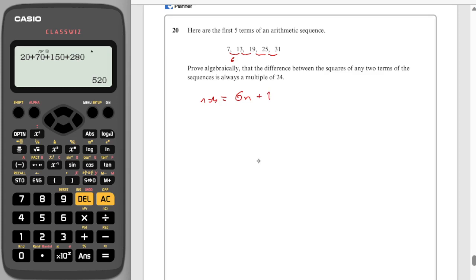So if I look at 2 terms then, I'm going to do it in reverse. So my 2 terms then are going to be, well, that in effect would be my first term, and then my next term would have to be 6 bigger than that. So it would be 6n plus 7. So the difference between the square of any 2 terms of the sequence.